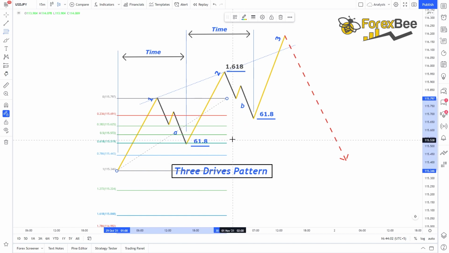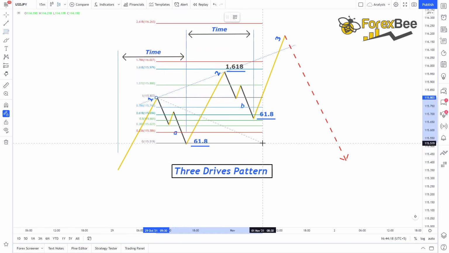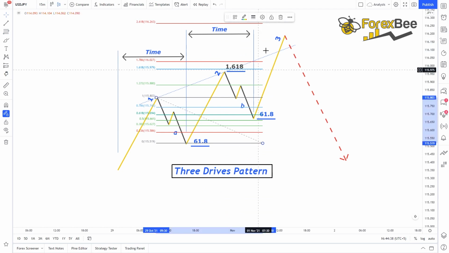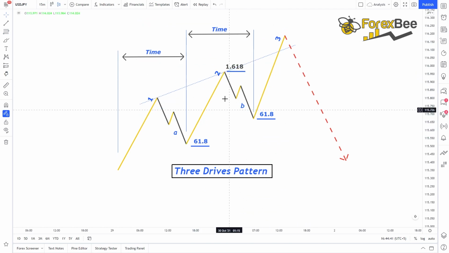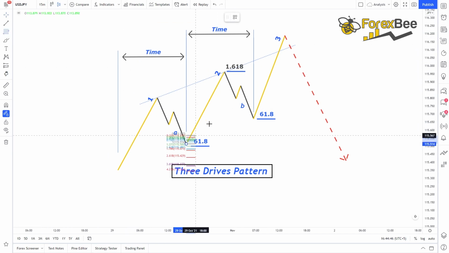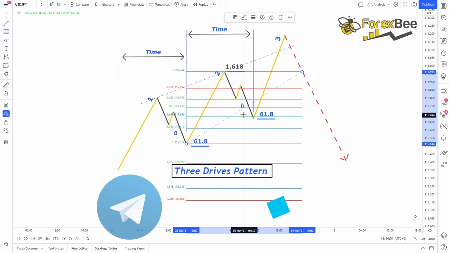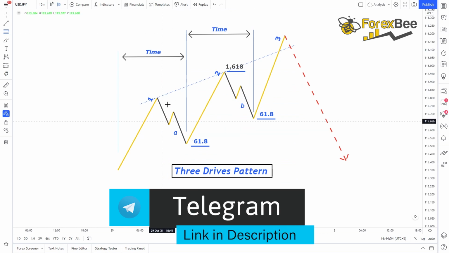Then if I draw this from here to here, we can see that this bullish move is almost equal to 1.618, approximately close to that. So this bullish move is the extension of this retracement level, and here again we have the retracement of this bullish move. Let me just delete this. Here we have the retracement of the second wave, which is also equal to the 61.8 level, and we can see that this is almost equal to 61.8. So this completes our first two waves.